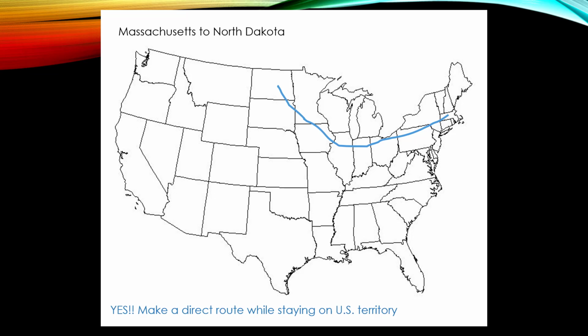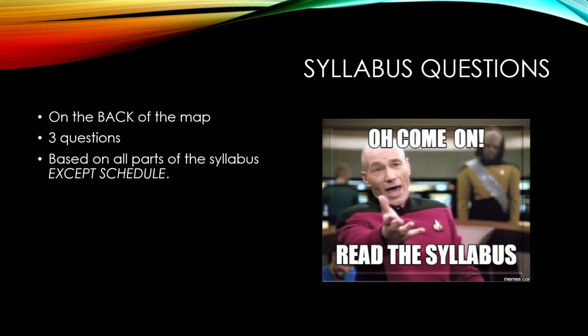It's very, very simple. On the back of the quiz, there will be 3 questions about the syllabus. They can be about policies in the class, about outcomes, any material on the syllabus except the schedule. I'm not going to ask you what date a particular assignment is due.